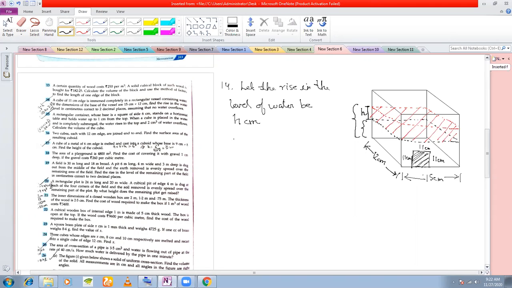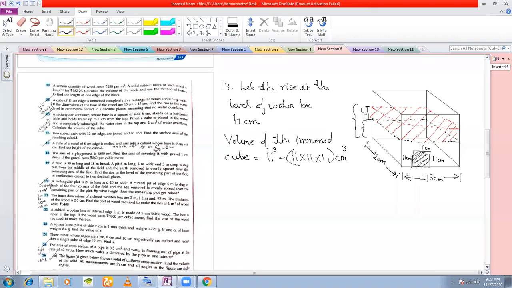So what is the volume of this cube, in fact, that is immersed? Volume of the immersed cube is 11 cubed, because each side is 11. Let us write this as 11 into 11 into 11 centimeter cube. This is the volume of the cube.